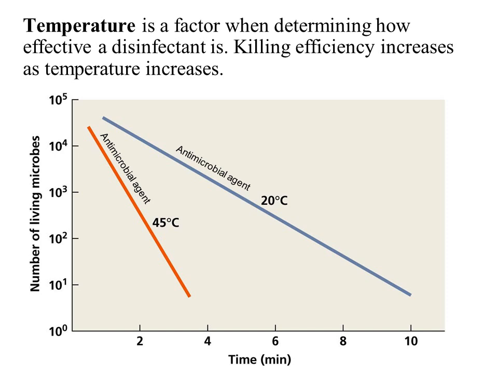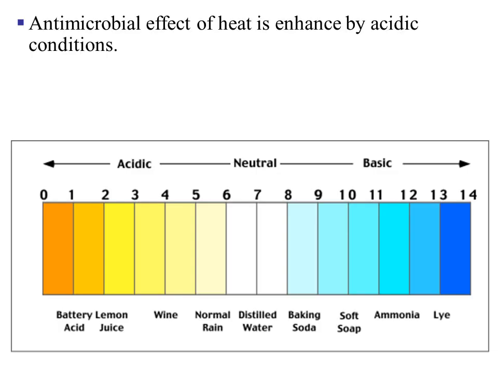But if we heated up the surface from 20 degrees Celsius to 45 degrees Celsius, just a little bit warmer than body temperature, it would only take 4 minutes to kill all of the bacteria on that surface. So temperature is going to increase the killing capability of some disinfectants. Antimicrobial effects of heat are further enhanced in acidic environments. So if the solution was slightly acidic, 20 degrees versus 45 degrees, the killing capability of the 45 degree solution would be enhanced.